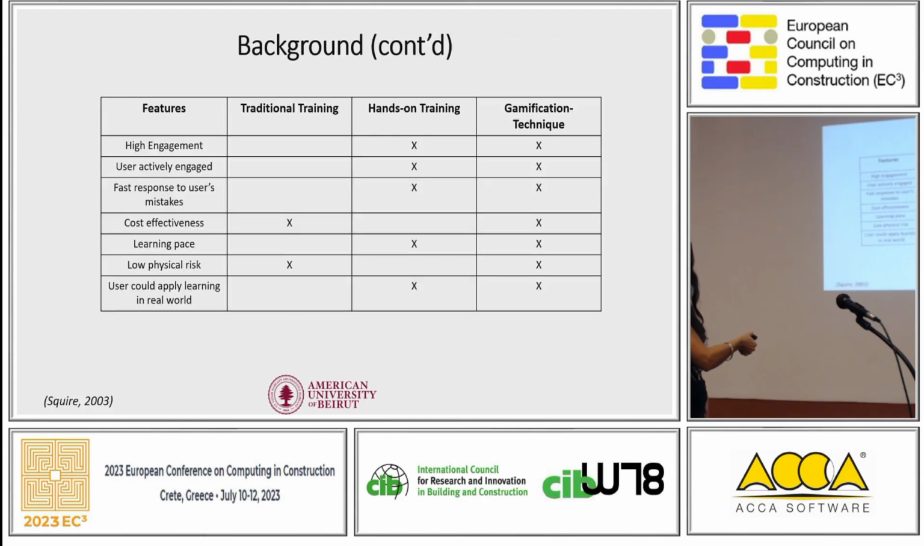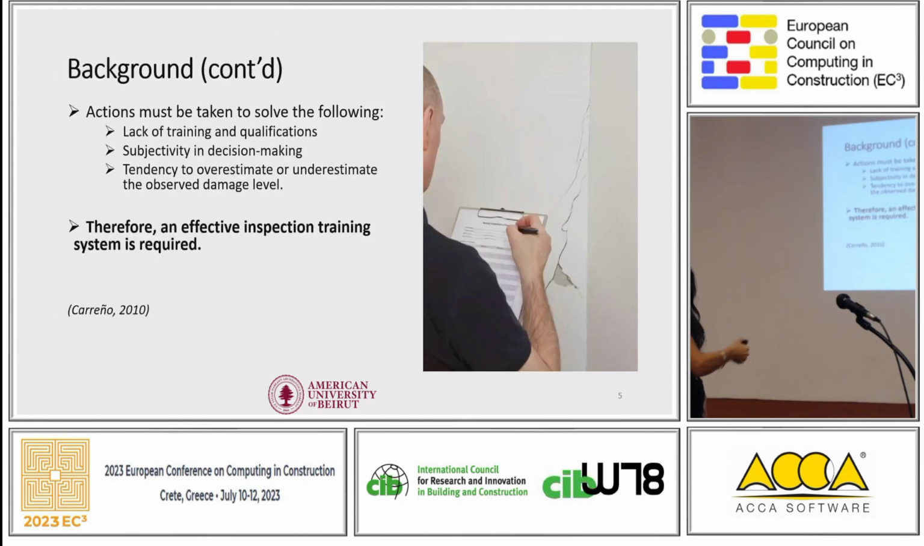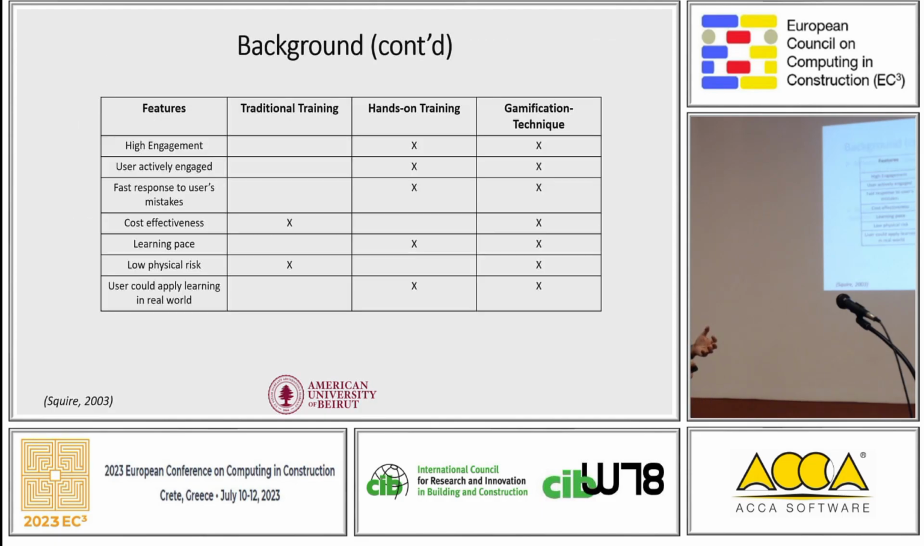Accordingly, actions must be taken to solve the following: lack of training and qualifications, subjectivity in decision-making, because when inspectors go out on the site, there's some subjective measure here, and the tendency to overestimate or underestimate the observed damage level, because not all inspectors have the same approach to assessing the damages, unless they're well-trained. Therefore, an effective inspection training system is required.